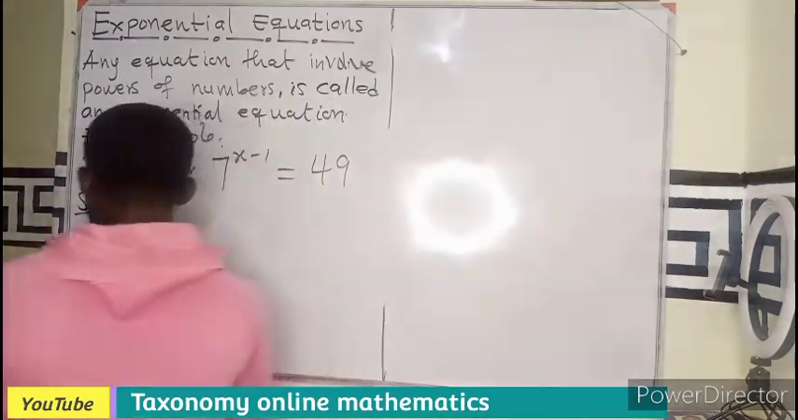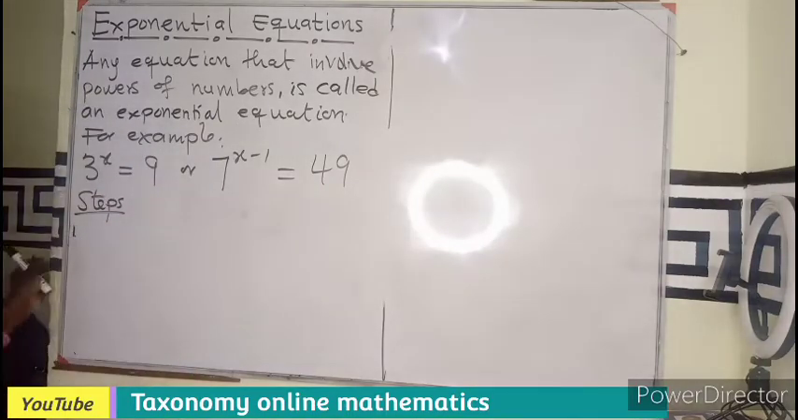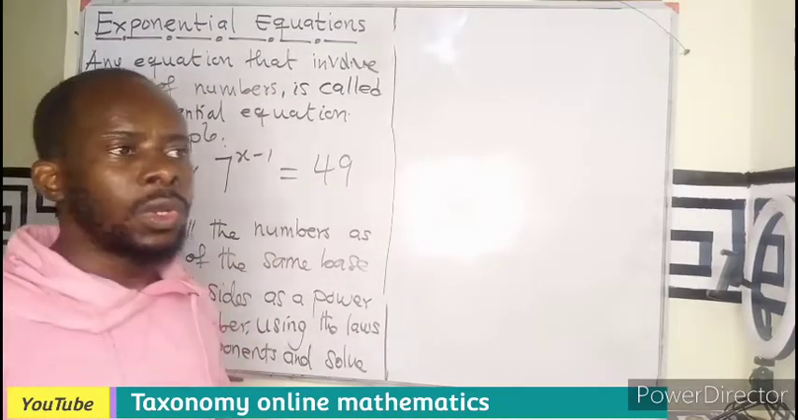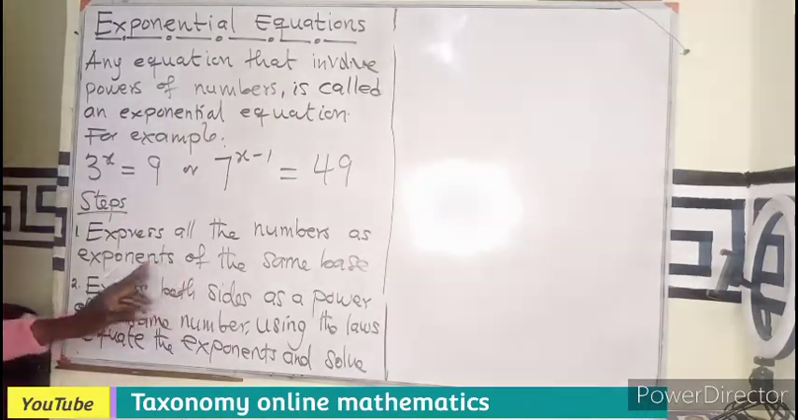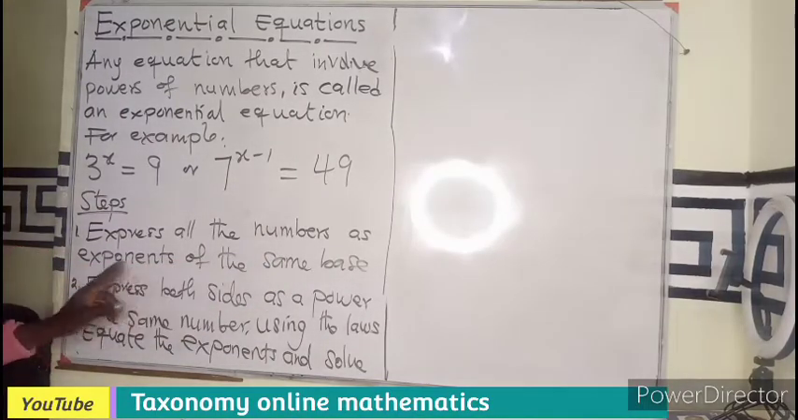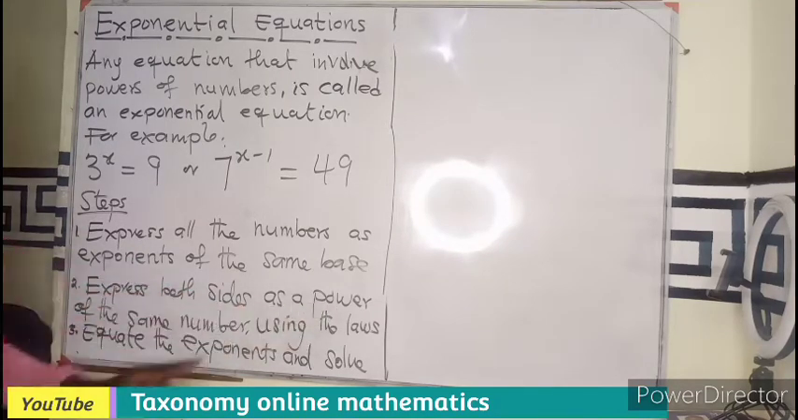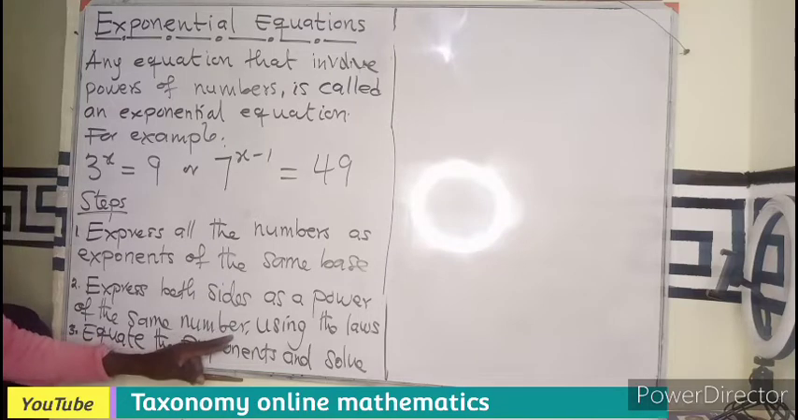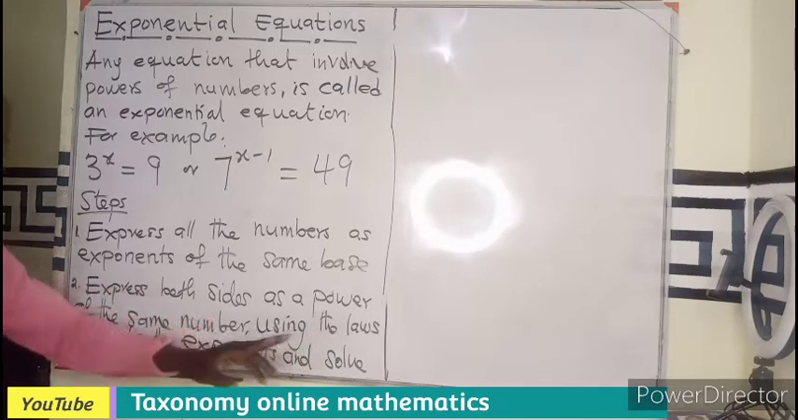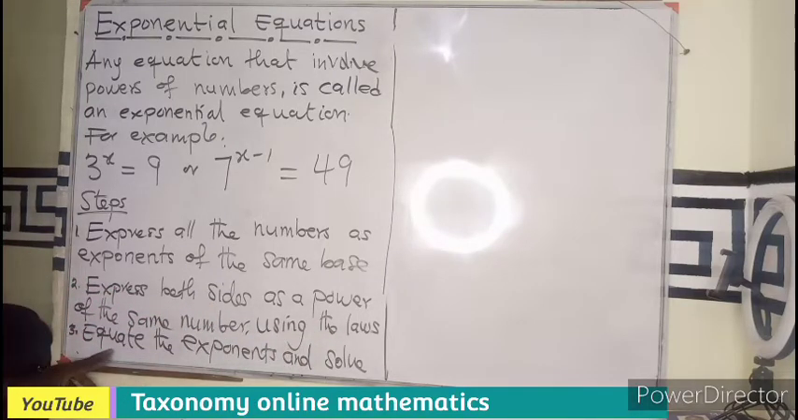So the steps are: 1, express all the numbers as exponents of the same base. 2, express both sides as a power of the same number using the laws of indices. Then equate the exponents and solve.